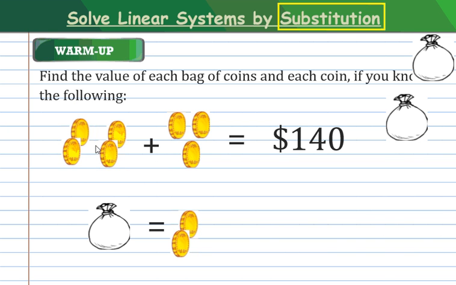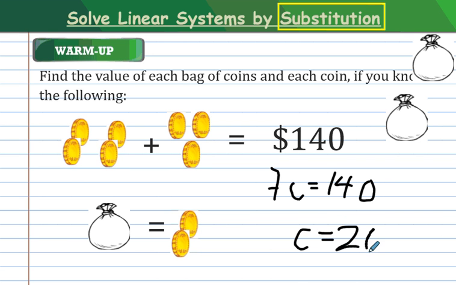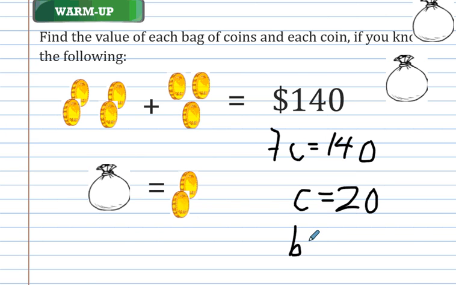Now I've got 1, 2, 3, 4, 7 coins is valued at $140, which means 7 coins is equal to $140. If you divide by 7, you'll discover that each coin is valued at $20. If each coin is valued at $20, then that means each bag, and this is the last part, once you have the value of one of them, you can substitute into either of the original equations. The bottom one is very easy because 2 coins, 2 times 20, is going to be 40. So each bag is valued at $40. Each coin is worth $20.